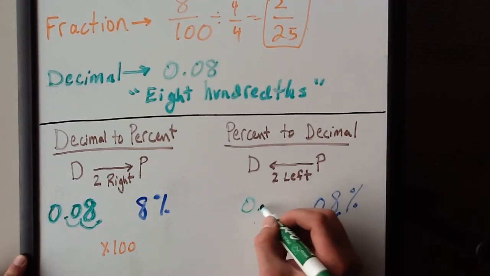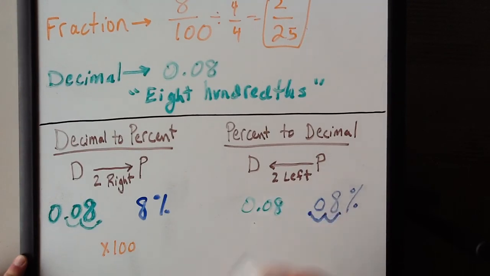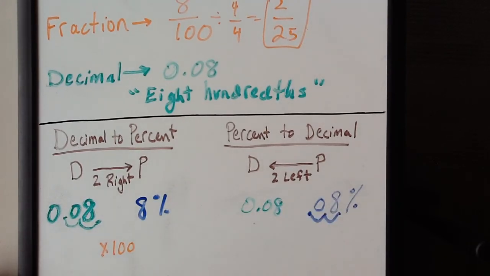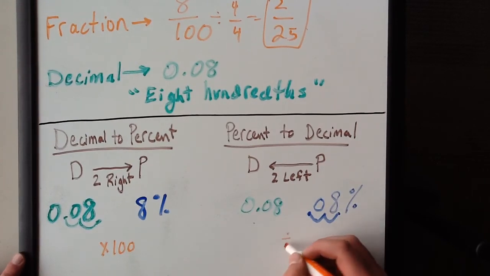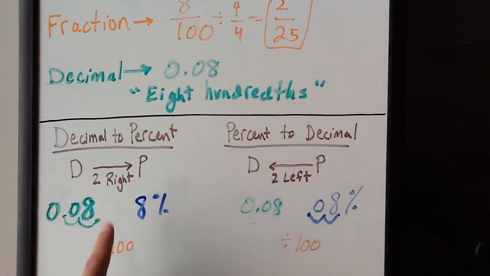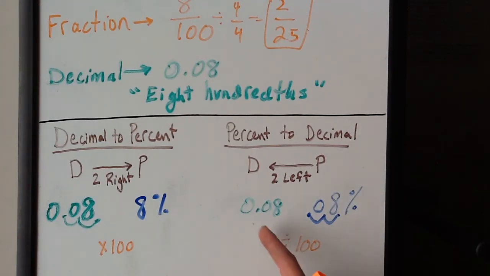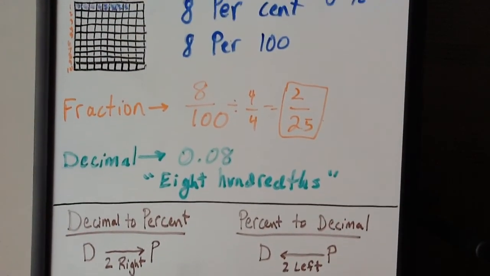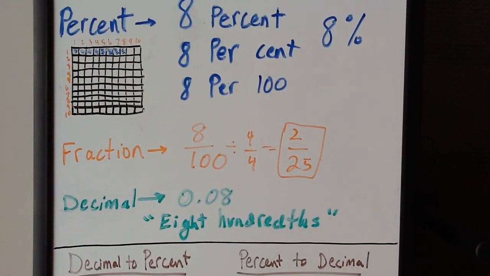So it's 0.08. Now what I'm doing here, when I move the decimal 2 places to the left, I'm actually dividing by 100. Just like going 2 places to the right is like multiplying by 100, 2 places to the left is just the opposite. It's like dividing by 100. So it's like taking 8 and dividing by 100, and you get 0.08. So those three forms we'll be working on in lesson 8.1, going from a percent to a fraction to a decimal.